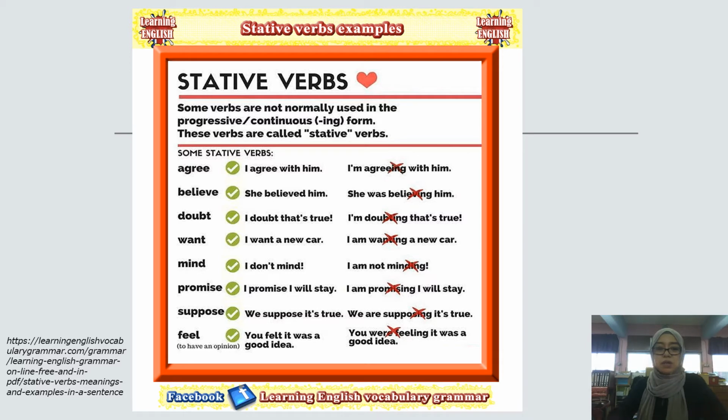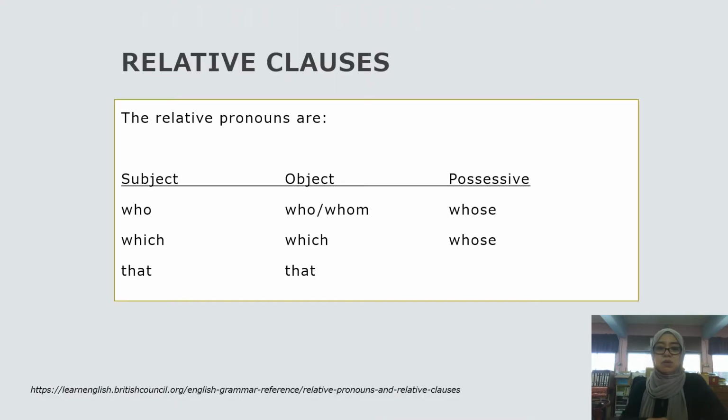Now let's continue, everyone. So we are now into our activity for our class today. For today we are still under the topic of grammar. But our title is relative clauses. So what is relative clauses?